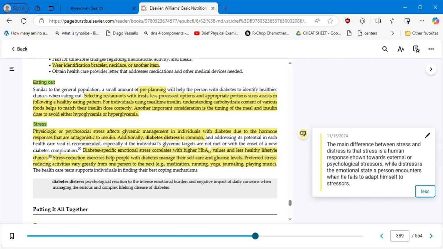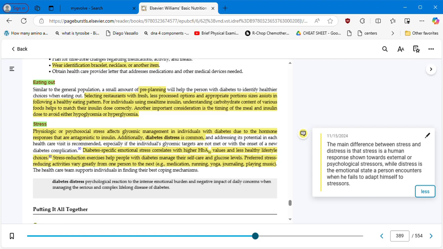advice. Diabetes-specific emotional stress correlates with higher A1C values and less healthy lifestyle choices. Stress reduction exercises help people with diabetes manage their self-care and glucose levels. So you can talk about different types of meditation, walking, listening to music. And the stress also is going to cause high blood pressure, and many other diseases and conditions.